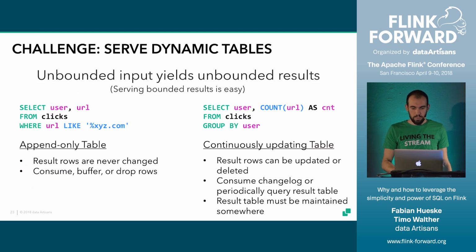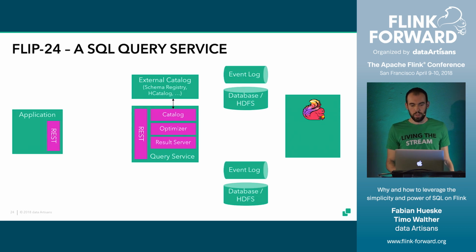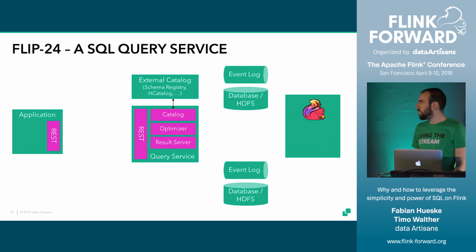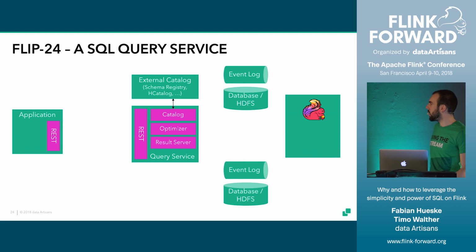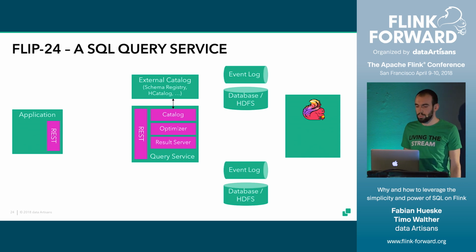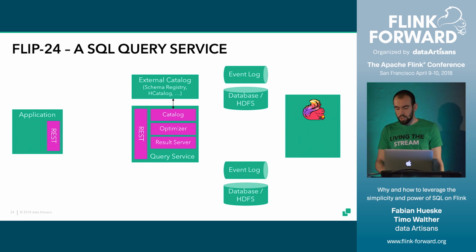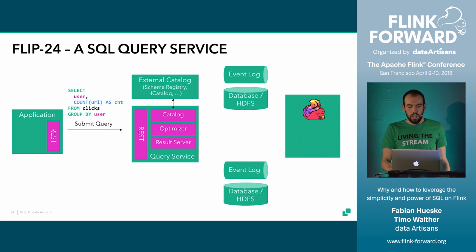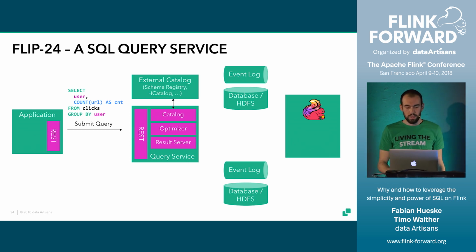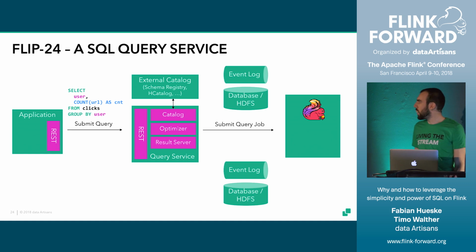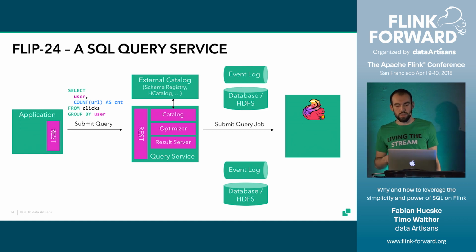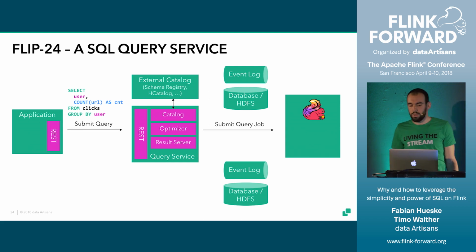So how does a query service look like? In the future, we might have something like a server that sits in the cluster. It is responsible for submitting the job to the Flink cluster, for submitting the query. So it receives the query, submits the query to the Flink cluster. It has access to external catalogs or schema registries, and it has a results server.